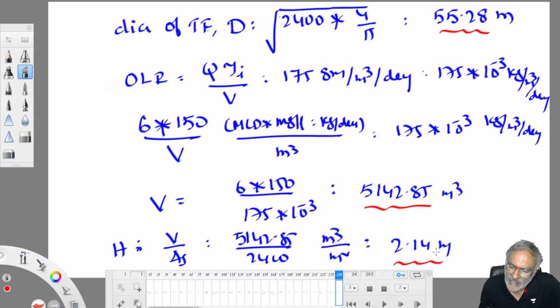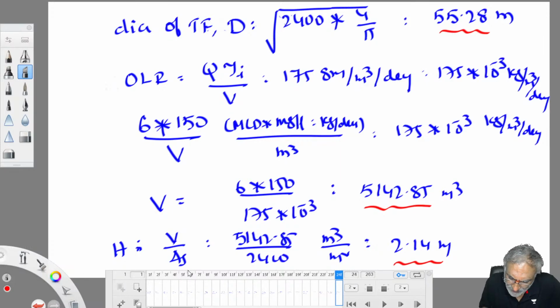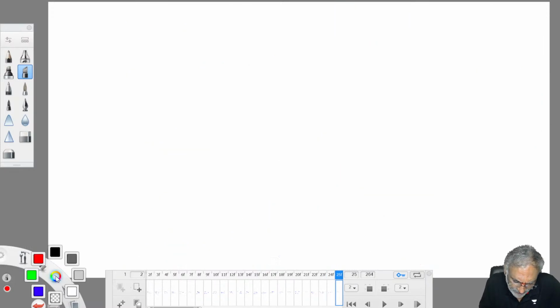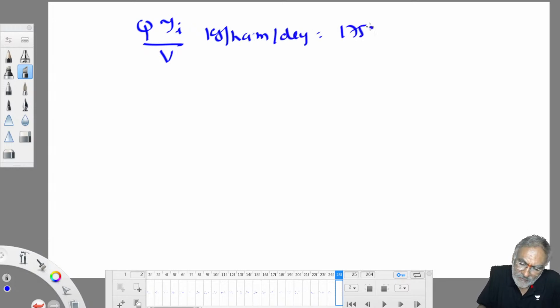In addition to that, what else have been expected to calculate? These three things we worked out: depth, diameter, volume. Then efficiency and YE. Efficiency can be worked out by using the NRC equation. To work out the NRC equation, Q into YI product should be in kilograms per hectometer per day. But this is given as 175 gram per meter cube per day. How to convert gram per meter cube per day into kilogram per hectometer per day?